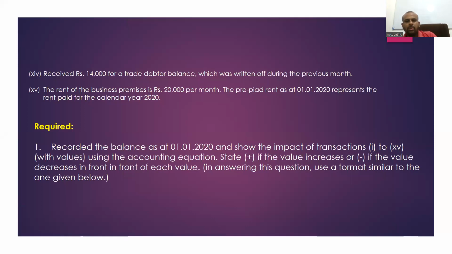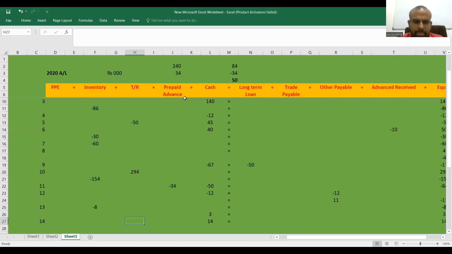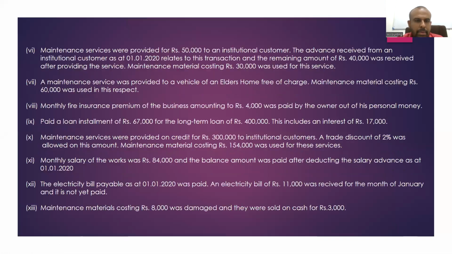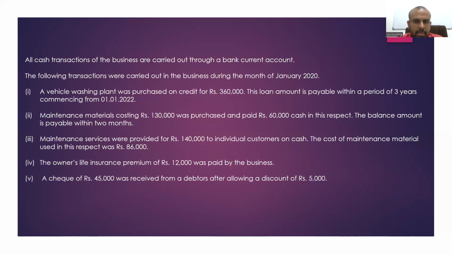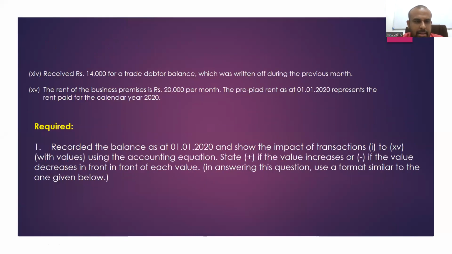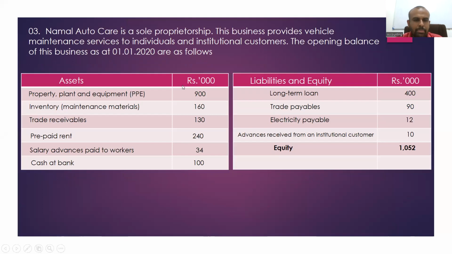The rent of the business premises is 20,000 per month. Prepaid rent as at 1st Jan 2020 represents the rent paid for the calendar year of 2020. Then annually we need to pay. Right. Okay. If you move into the opening balances as a prepaid rent, we have paid 240.